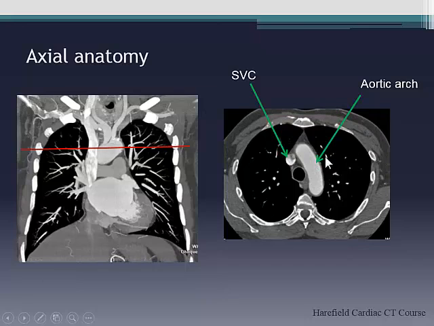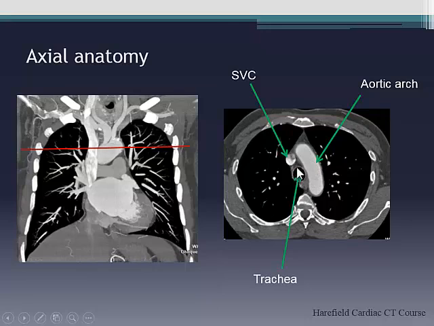Another reason why it's important to pick out a left-sided SVC is obviously if you're doing it as part of a pulmonary vein study, to make sure there's no pulmonary vein stenosis before somebody has an EP or even a pacemaker. You don't really want to miss the left-sided SVC because otherwise your colleagues will get really annoyed with you.